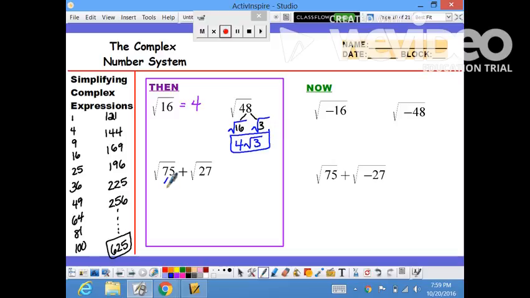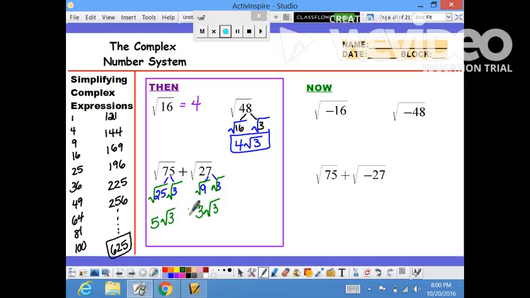Same thing here with 75. Take the largest perfect square that can go into 75 evenly. So we have 25 times 3. Make sure you take the square root of both of them. The square root of 25 is 5. We don't know the square root of 3, so we're going to leave that. But we need to do the same thing here with 27. We want to take the largest perfect square that goes into 27. Let's try 9 times 3. So take the square root of 9 and the square root of 3. The square root of 9 is 3. The square root of 3, we don't really know, so we just leave it and put it next to the 3.